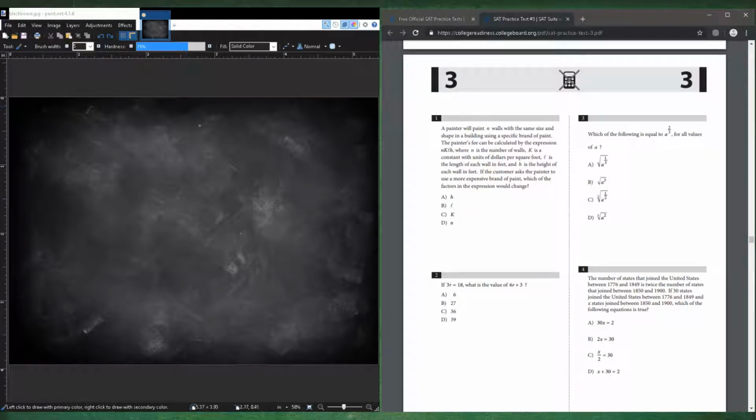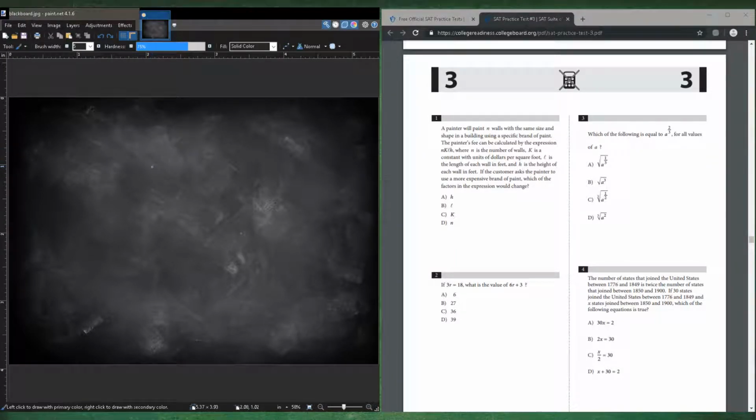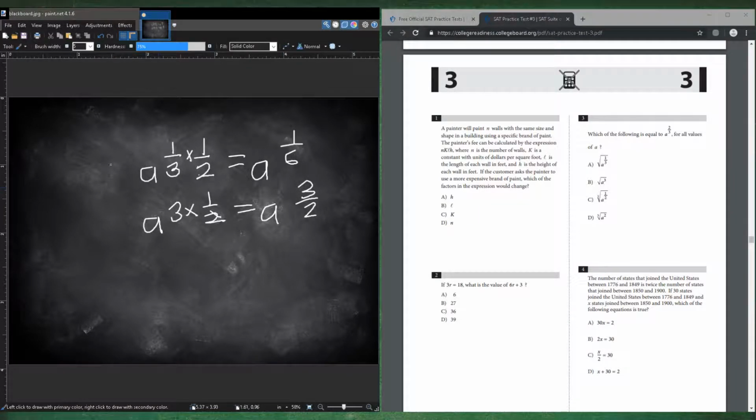So number 3. Which of the following is equivalent to A to the power of 2/3 for all values of A? We just have to look for the value. So answer A is A to the 1/3, and a square root is the same thing as the power of 1/2, so you have to multiply those together. So the first answer is A to the 1/6, which is not the same thing. The second answer is A to the power of 3 times 1/2, which is A to the power of 3/2, which is also not the same thing. So A is wrong, and B is also wrong.